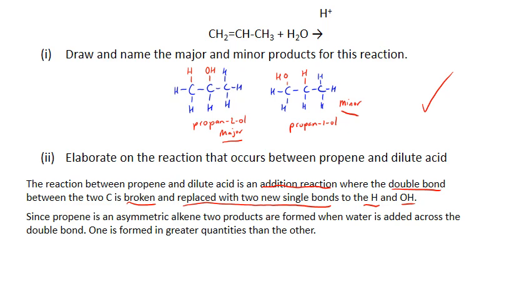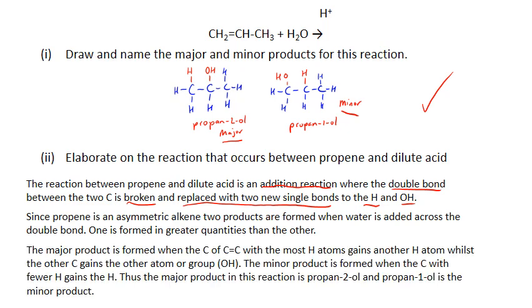And this is where you could talk about Markovnikov's rule, but just listing that is not good enough. It's more important that you can explain what that is. So in my explanation, I don't even mention that, but I do explain what it is. So I explain that the major product is formed when the carbon of the double bond with the most hydrogen atoms gains another hydrogen atom, whilst the other carbon gains the other group, and in this case that's the OH. The minor product is when this is in reverse, when the carbon with the fewer hydrogens gains the hydrogen.